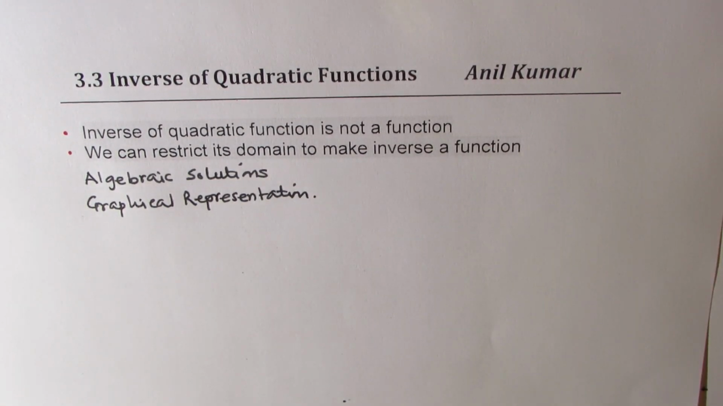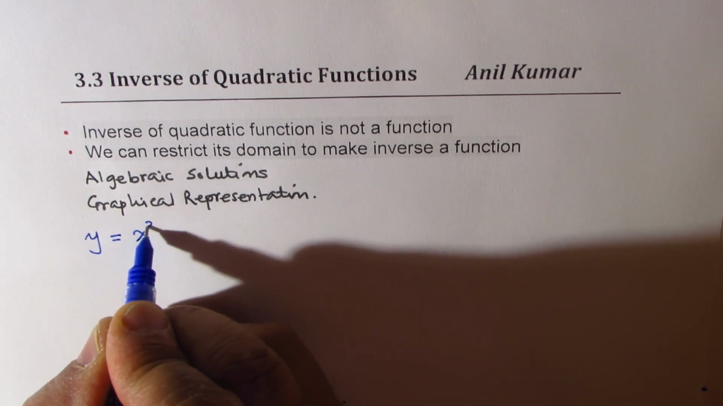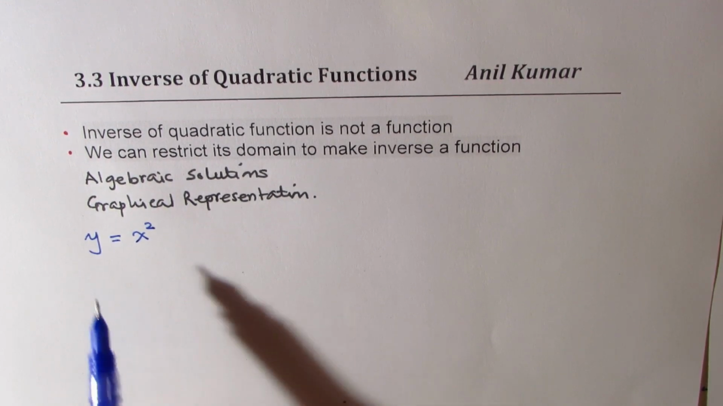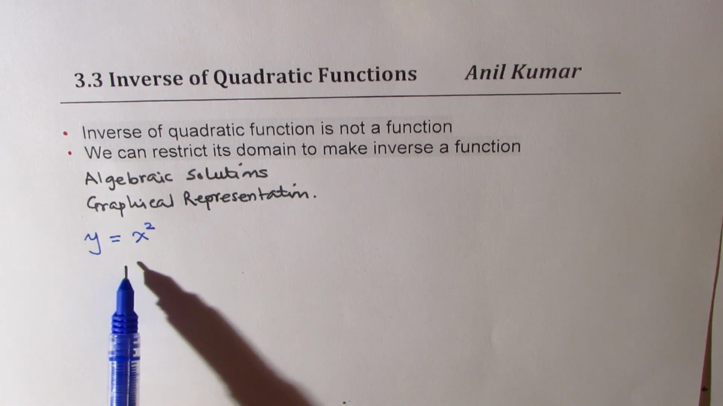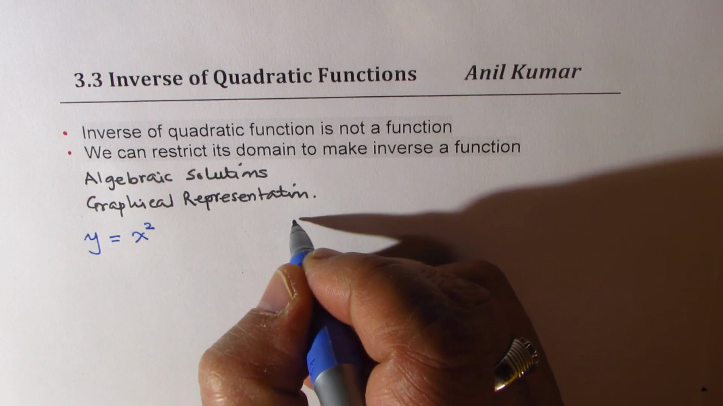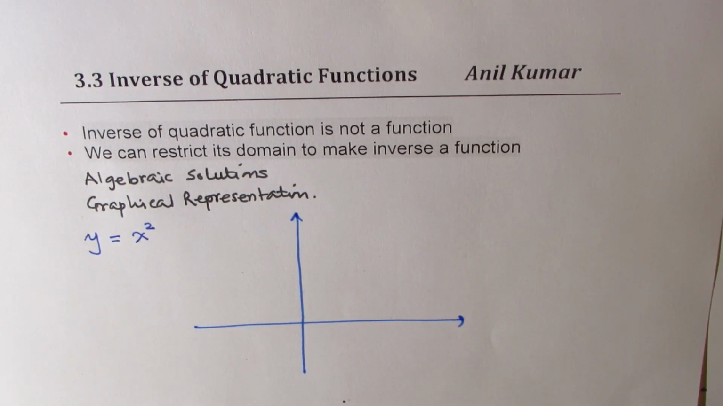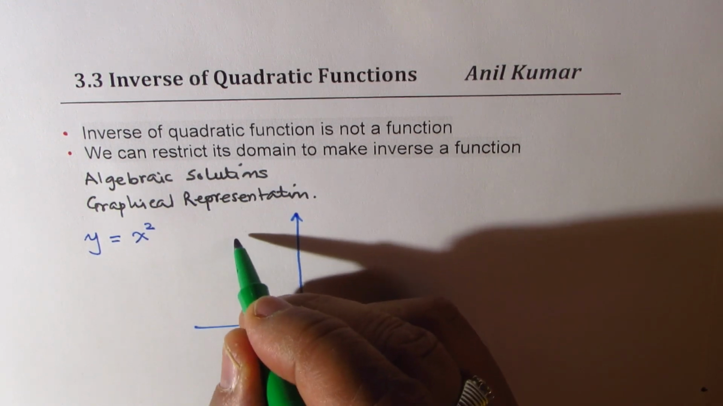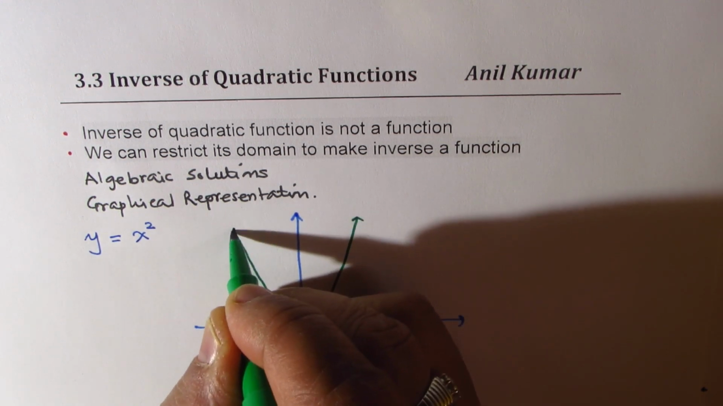So we'll begin with the very basic function, the parent function y equals x squared. So y equals x squared is a quadratic function. We need to find inverse of this particular function. And let's do it using a graph. So in a graph, I could always sketch the function y equals x squared. Let me show it here. So it's a parabola which is kind of like this.